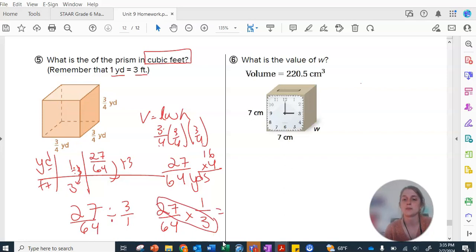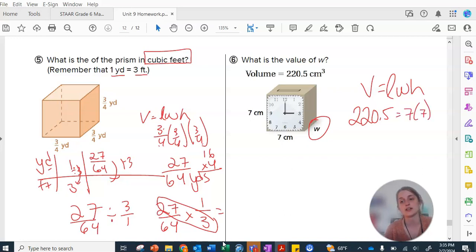The last one is actually solving for an unknown side, not for the volume. I know that the answer is 220 and 5/10. I know that it's going to be 7 times W. That makes 49 W's. 220.5. Divide both sides by 49. And that will give you your W.